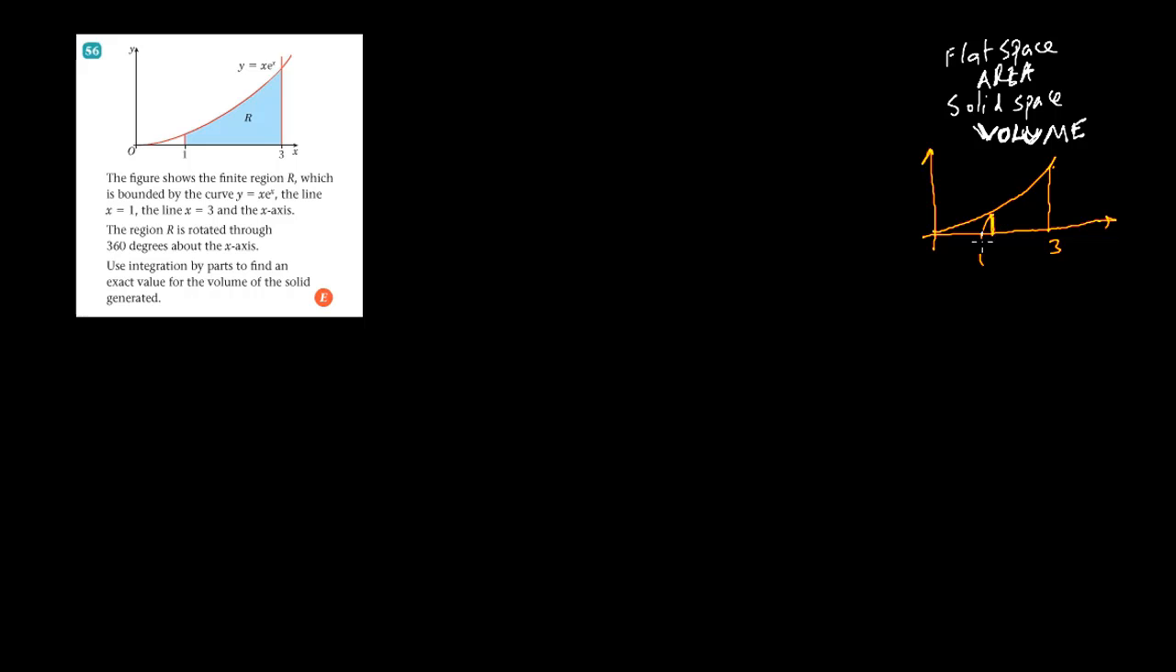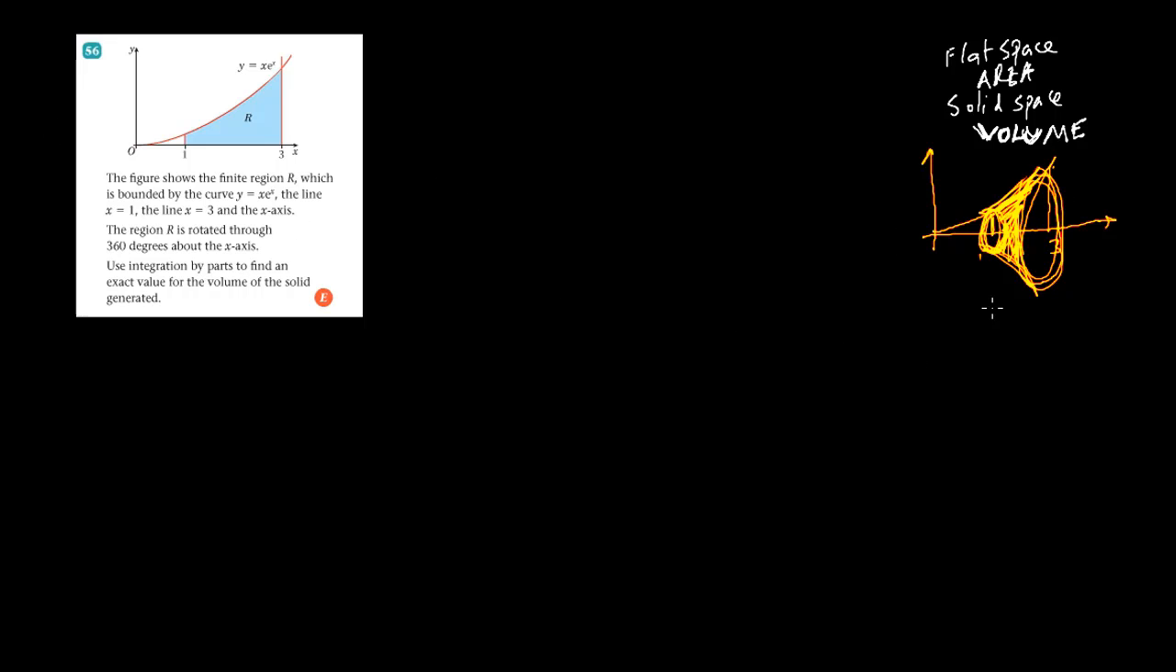Now if you rotate it on the x-axis, it's going to be some sort of a solid like this, like a bell with the top cut off. So this is what the solid looks like. When you're finding the volume, you're actually finding the volume of this solid.